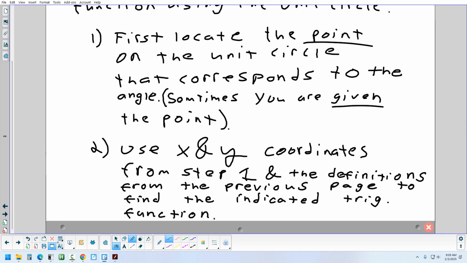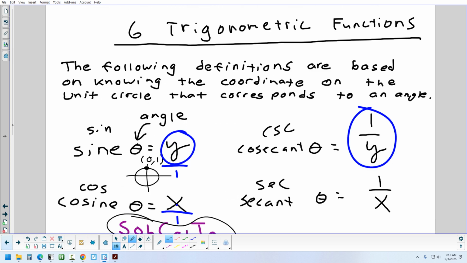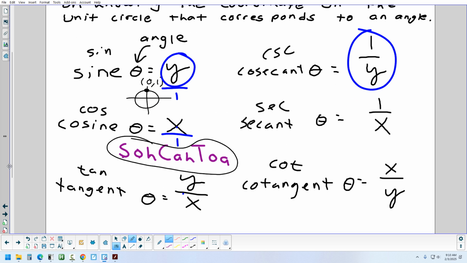Step 2, once you have the coordinate, you're going to have an x and a y value. That x and y value represents the location of where the terminal side hits the circle. You use those x and y values to find the 6 trig functions. Which one of the 6? We're going to practice all 6, okay, in the problems we do. But you take your x and your y value from the coordinate in step 1, and you fill the x and the y value in to all 6 of those formulas.